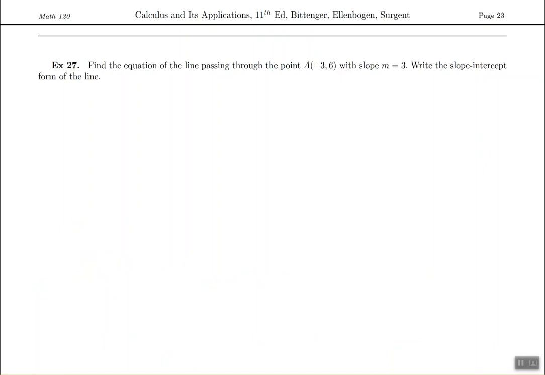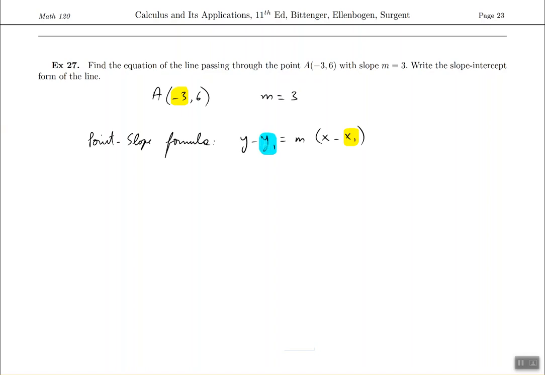So in this case, I don't really have to work very hard for this. They gave me A, which is (-3, 6). They told me m is 3. So recall the point slope formula, which says y minus y1 is equal to m times x minus x1. Keep in mind that the x1 is the x-coordinate of the point, whereas the y1 is the y-coordinate of the point, and m is the slope of the line.